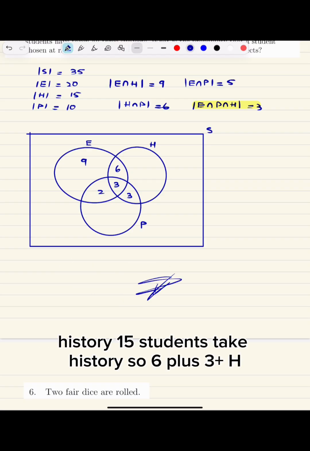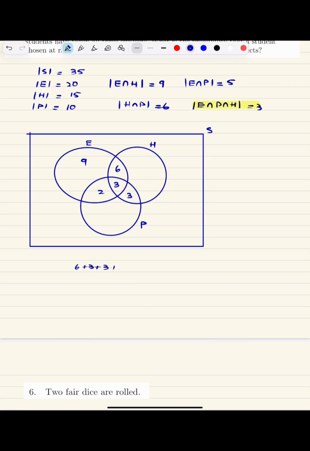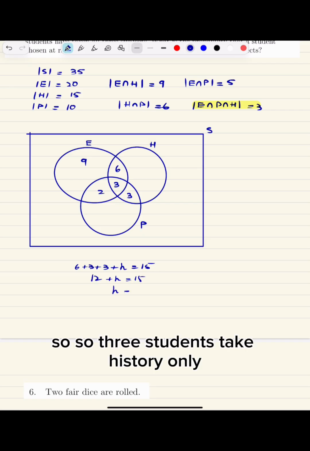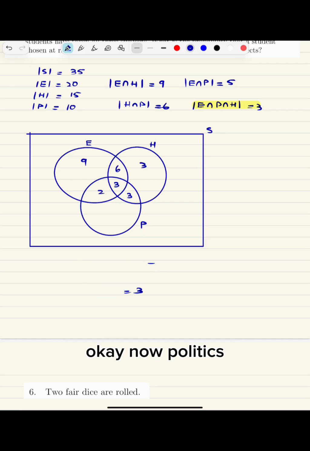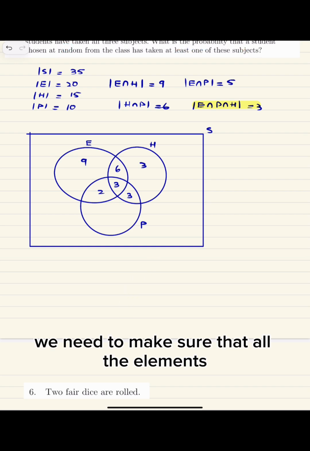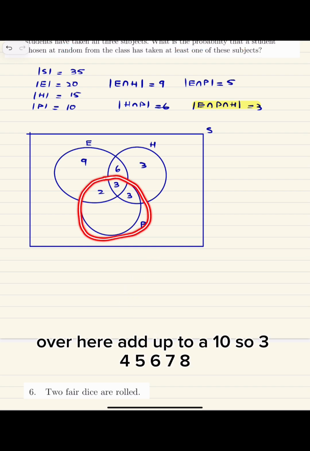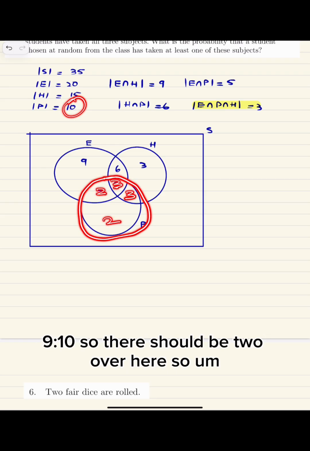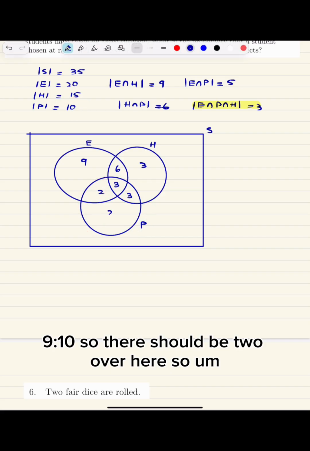History. 15 students take history. So 6 plus 3 plus h, 3 plus h is going to give me 15. 6, 7, 8, 9, 10, 11, 12. Okay, 12 plus h, so 3 students take history only. Now politics, we need to make sure that all the elements over here add up to 10. So 3, 4, 5, 6, 7, 8, 9, 10. So there should be 2 over here.